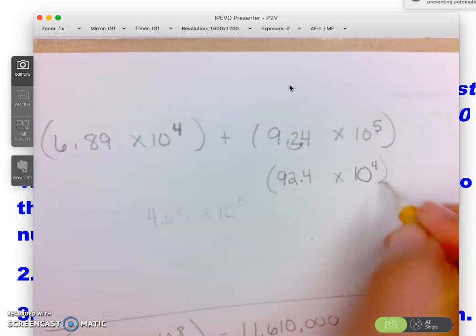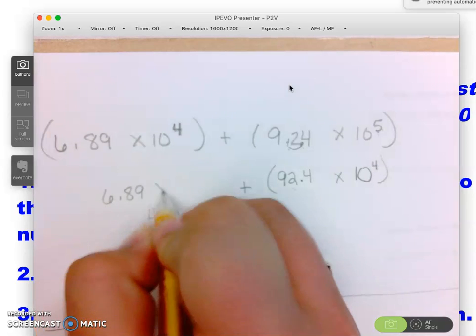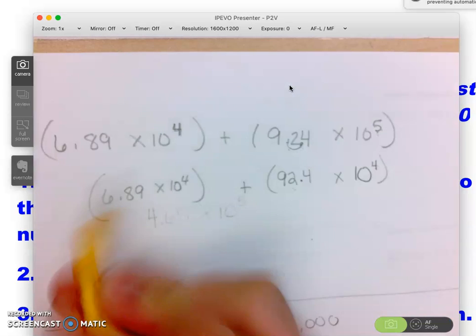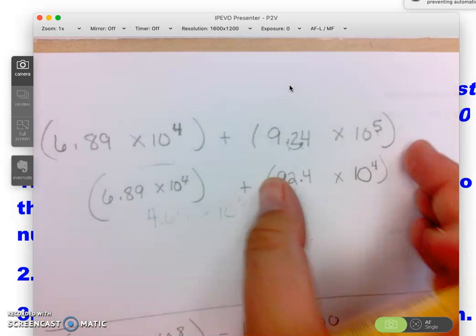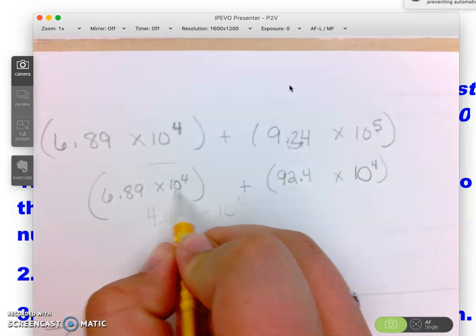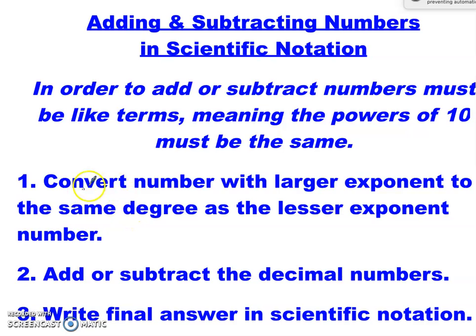Now these parentheses mean that I'm adding this number plus this number. So now I have like terms, that 10 to the 4th. They are the same. So I converted them, and then you're just going to add or subtract the decimals.